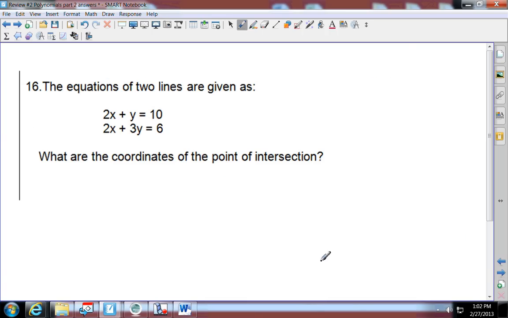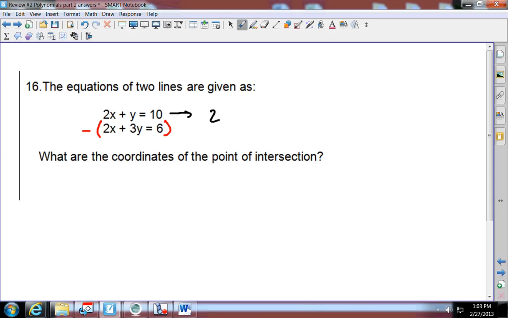Number 16. The equations of the two lines are given. What are the coordinates of the point of intersection? So I'm trying to find the solution to my system of equations. Is this best set up for graphing, calculator, substitution, or linear combination? Linear combination. Because these two things are the same, but one of them needs to be negative. So I'm going to change the bottom. I'll multiply by negative right here.